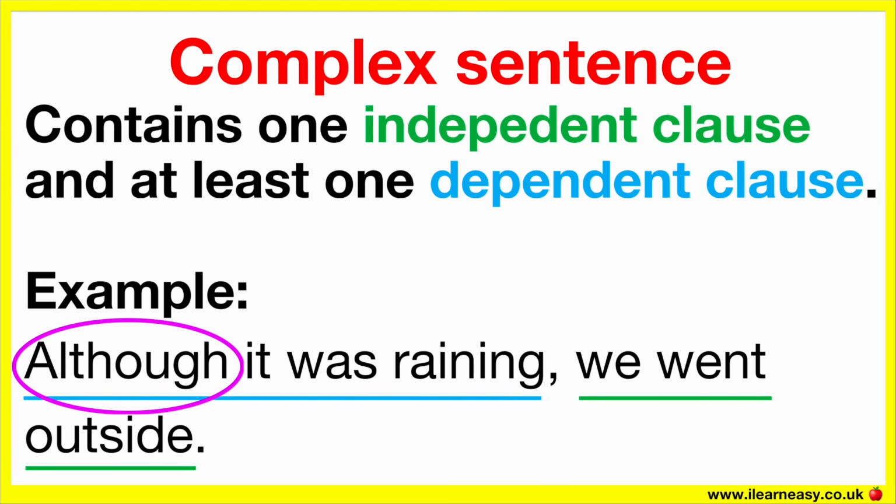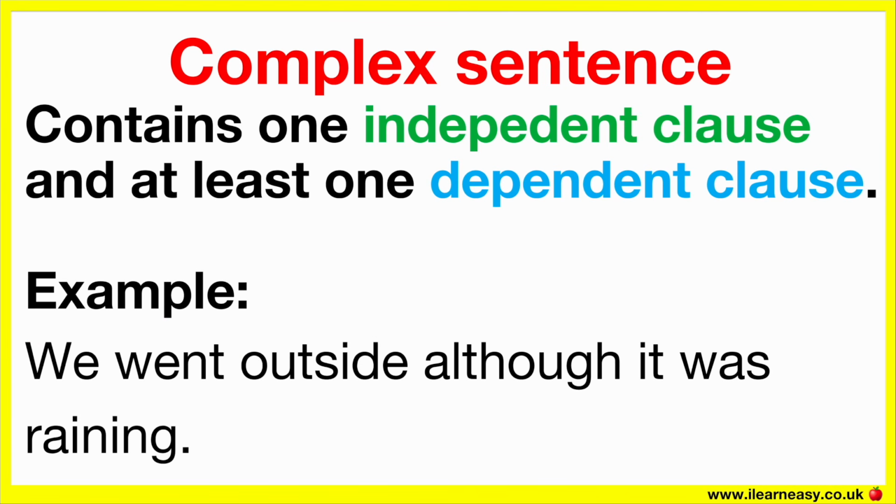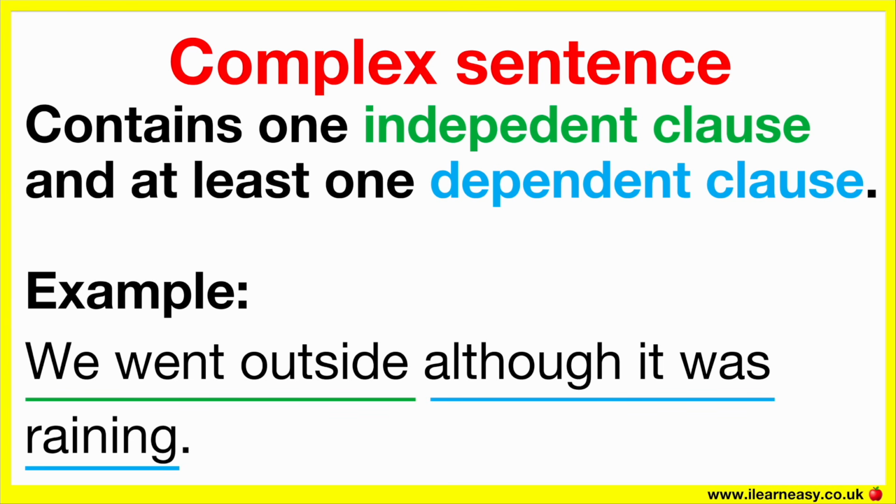It's important to remember that when the dependent clause comes first, we must place a comma between the two clauses. So here we have the dependent clause first, comma, followed by the independent clause. We went outside although it was raining. Here is the same sentence, but the independent clause comes first, followed by the dependent clause. When the independent clause comes first, then a comma is not required between the two clauses.